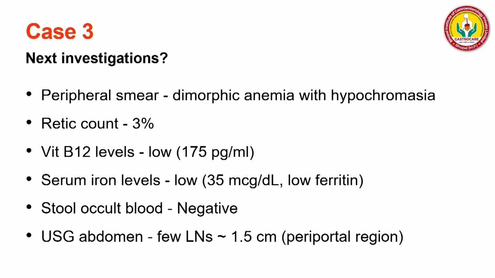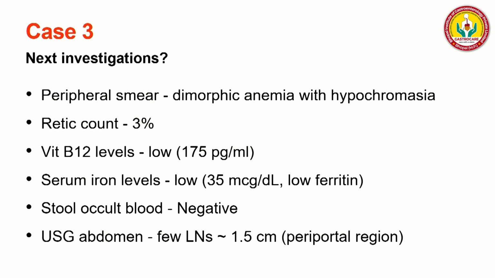So actually B12 and iron we check later. First we simply go with the peripheral smear and reticulocyte count, because we have to see whether the bone marrow is functioning normally or is suppressed despite the anemia. Definitely the reticulocyte count is 3%, and the peripheral smear gave us a dimorphic anemia picture. Then we go for all these levels, whether B12, folic acid and iron, plus stool for occult blood, to assess the loss.